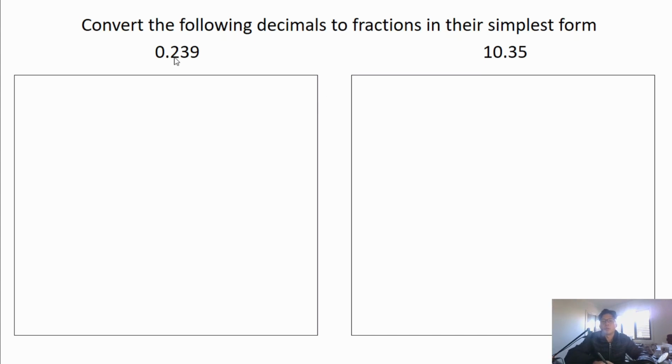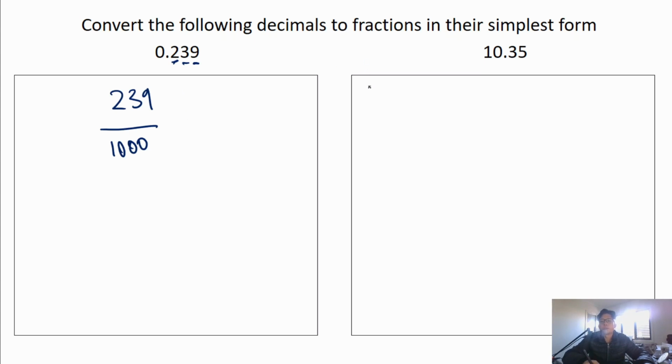Using our knowledge of place values, we're going to give this a shot ourselves. This one we have the tenths, hundredths, and the thousandths. So that will be 239 thousandths, and that is simply written as 239 over 1000. And that doesn't look like it can be simplified any further because the top one is a prime number, so that is what 0.239 would look like as a fraction.